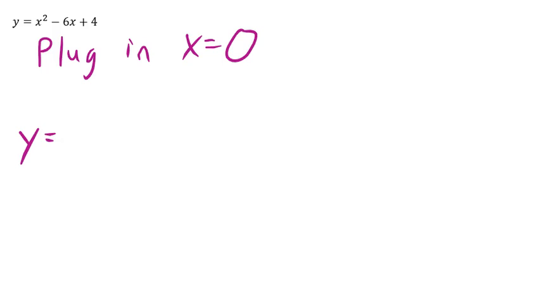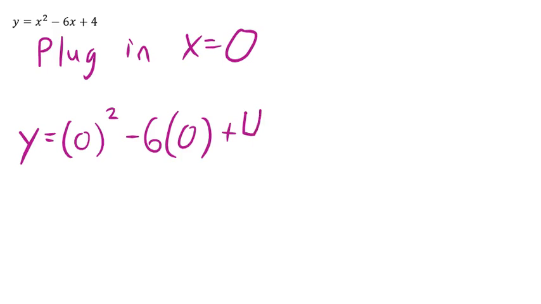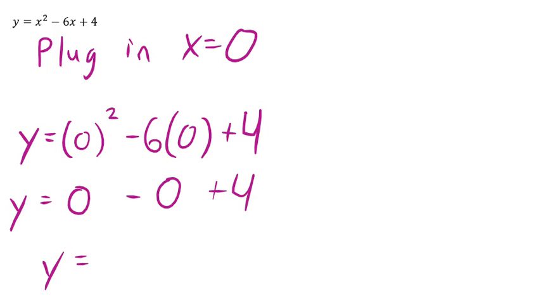In this case, we're going to have y equals 0 squared minus 6 times 0 plus 4. So y equals 0 minus 6 times 0, which is 0, plus 4. Y equals 4. By plugging in 0 for x, we realize that when x is 0, y is 4. Because x is 0, we're on the y-axis. That means that we're at our y-intercept, 0, 4. Our y-intercept is the point 0, 4.